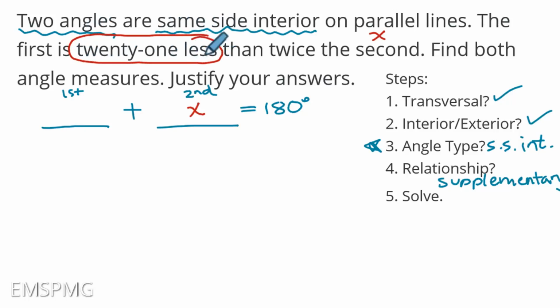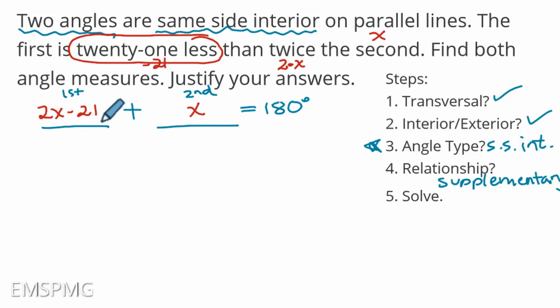21 less means to subtract, so 21 must be subtracted. I know I'm going to have a minus 21 somewhere. This is the part that needs to be subtracted. 21 less than who? What are we going to put in front of minus 21? It's less than twice. In math, twice means 2 times something. Twice the second. I already know that the second is just x. So 2 times x is going to be part of the first angle. And then I have to subtract off 21. I don't have to put the multiply in between, so it's going to be 2x and then take away 21.